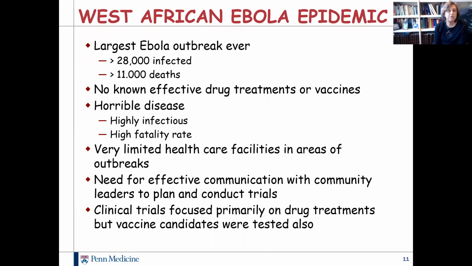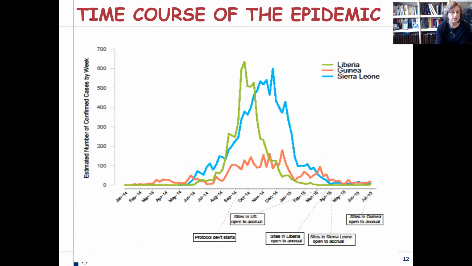There were no known effective treatments or vaccines. It was a horrible disease, highly infectious, with a high fatality rate and very limited healthcare facilities in areas of outbreaks. It was important to be able to effectively communicate with community leaders to plan and conduct the trials. Most of the clinical trials that were established for Ebola were on drug treatments, but vaccine candidates were tested also.